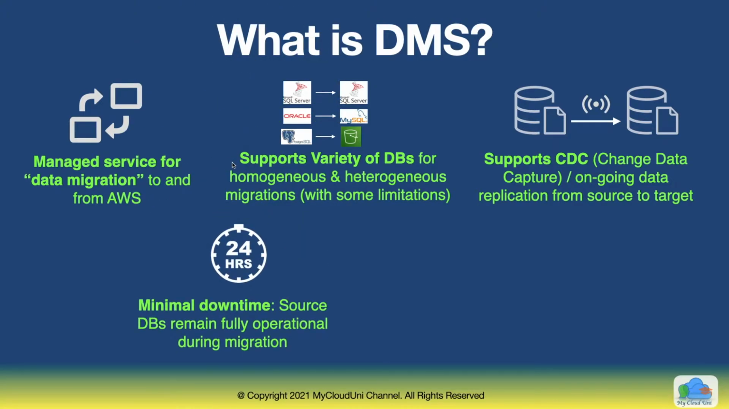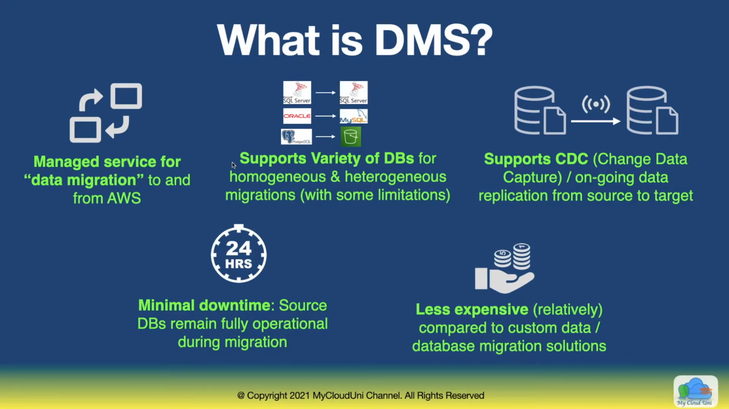And one of the good things about DMS is it requires minimal downtime. Your source database remains fully operational when you are doing data migration. So this way, it is one of the really good features of AWS, where DMS actually lets you work with your on-premise databases, if you're migrating from there to AWS, without requiring you to stop it.